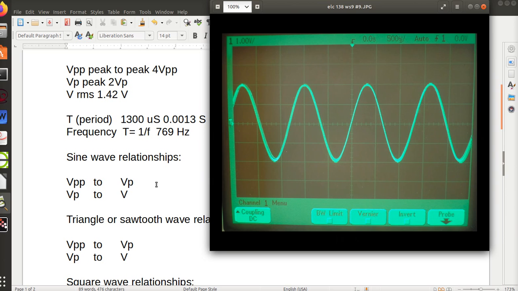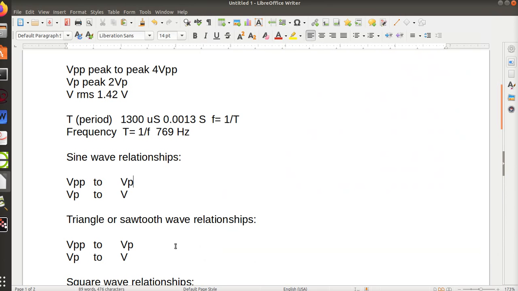Okay. Now, sine wave. If I look up here to the top, what are my sine wave relationships? My volts peak to peak is actually 2 times my volts peak, right? So it was a sine wave in the picture. If I take my 2 volts peak sine wave and multiply it by 2, I get 4, and now it's 4 volts peak to peak. And that's what happens with the sine wave.